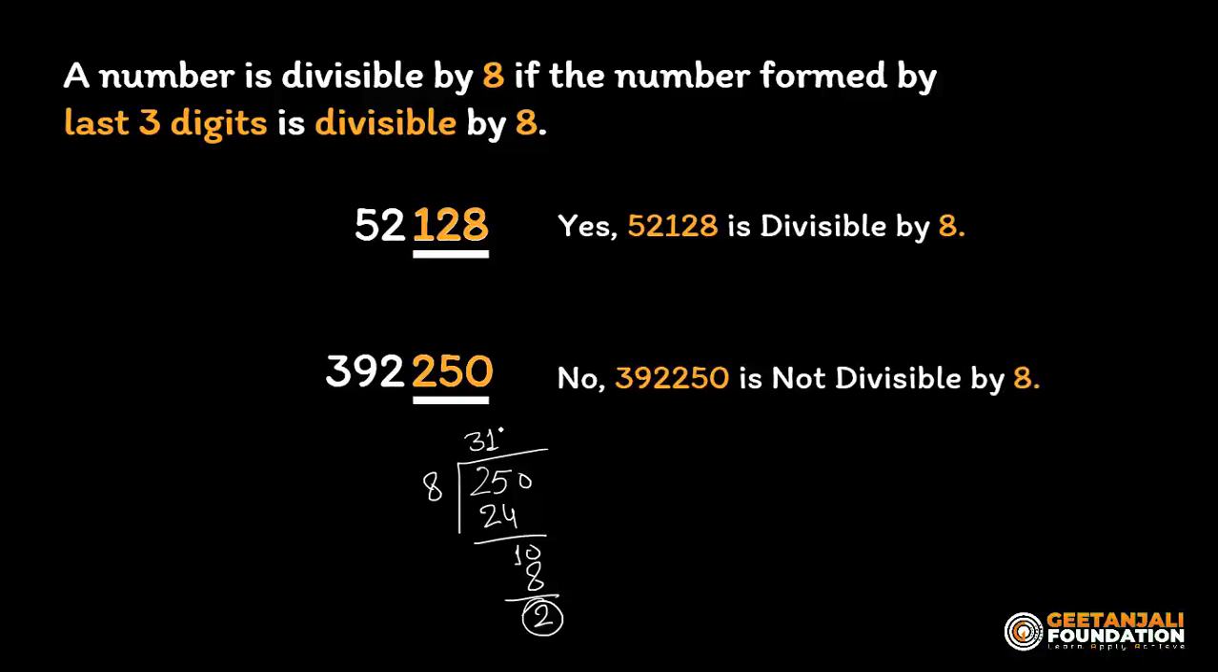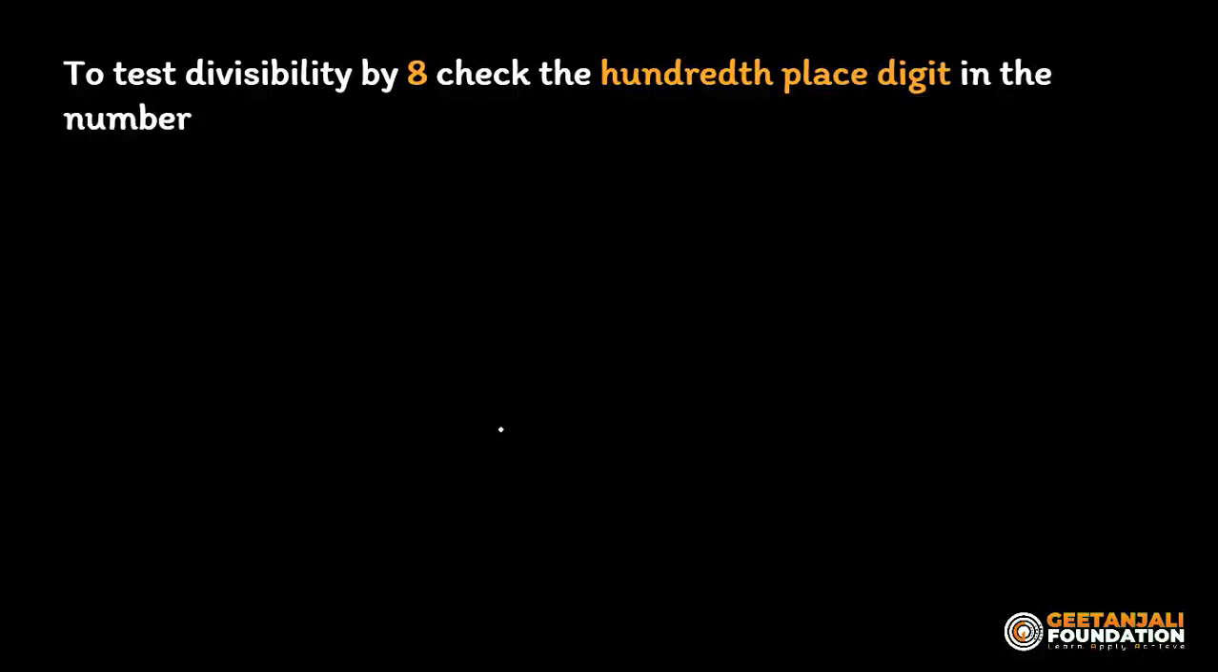There is one more method to check divisibility by 8, but in that method you need to focus on its hundreds place digit. Let's see that method also. I think you must have understood this method. Please be thorough with this method first and then move to the second method for divisibility by 8. The method to test divisibility by 8 is to check the hundreds place digit in the number. So whatever number is given to you, for example, this number is 392248. Check its hundreds place digit.